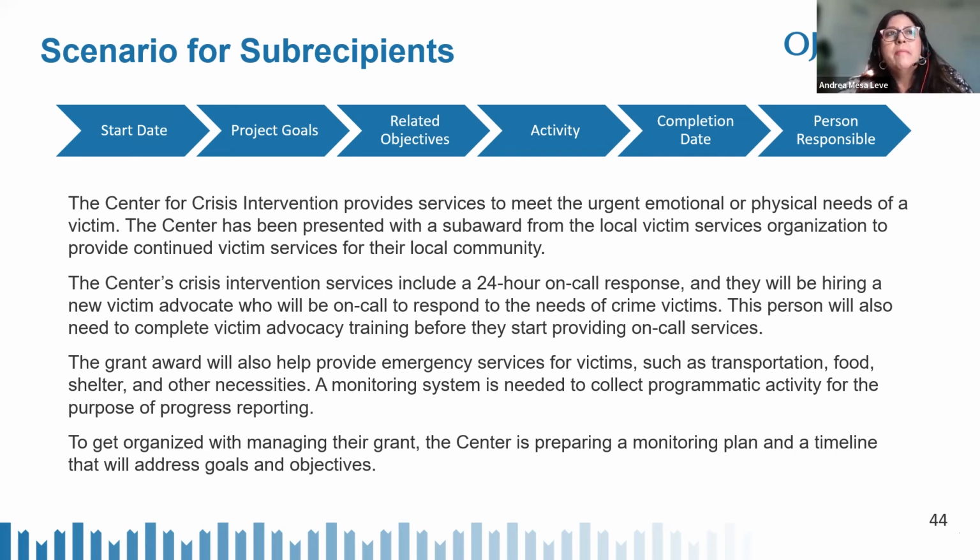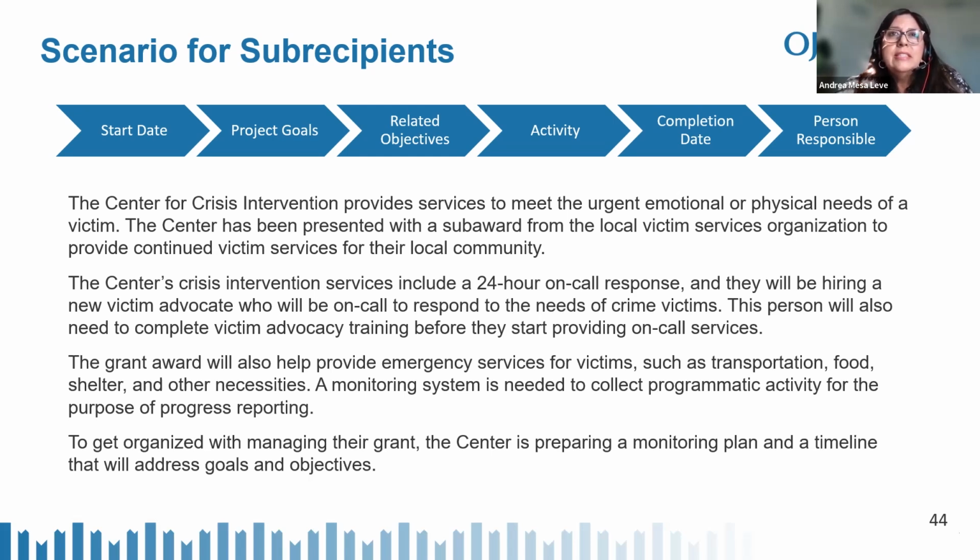their local community. The crisis intervention services include a 24-hour on-call response, and they will be hiring a new victim advocate who will be on call to respond to the needs of crime victims. This person will also need to complete victim advocacy training before they start providing on-call services. The grant award will also help provide emergency services for victims, such as transportation, food, shelter, and other necessities.